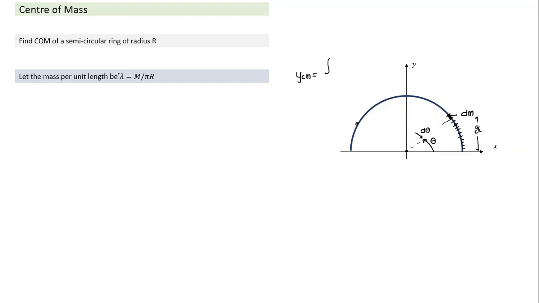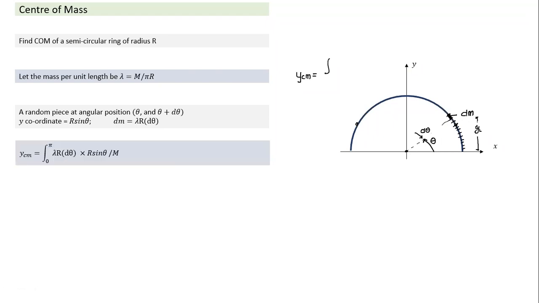Mass per unit length is lambda here. Lambda will be the total mass divided by the length. That becomes my lambda term. We have taken a random piece here at theta and theta plus d theta. The y coordinate will be equal to r sine theta, and dm will be equal to lambda times length. Length will be equal to r d theta. We have done this kind of thing before.